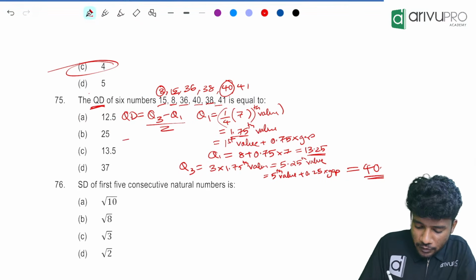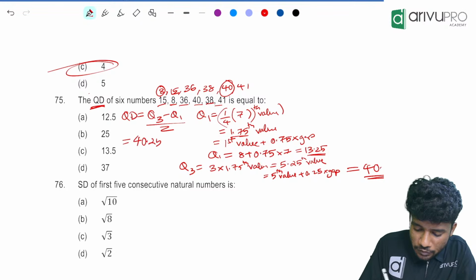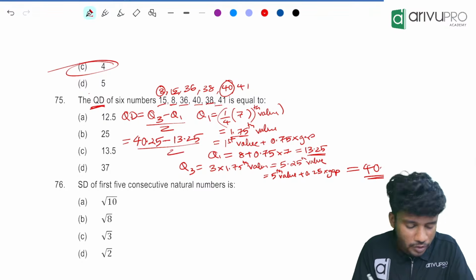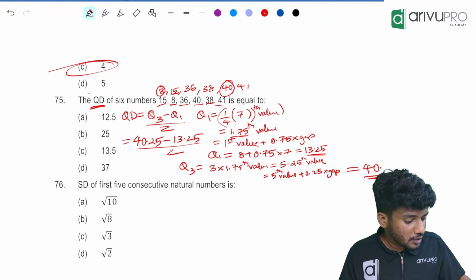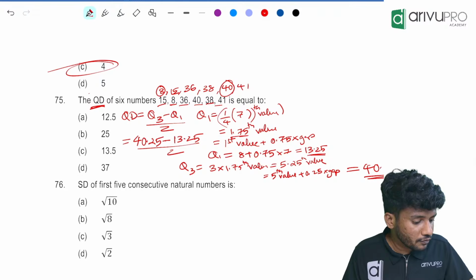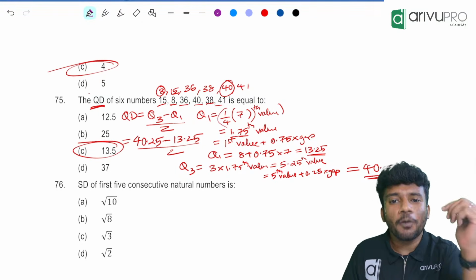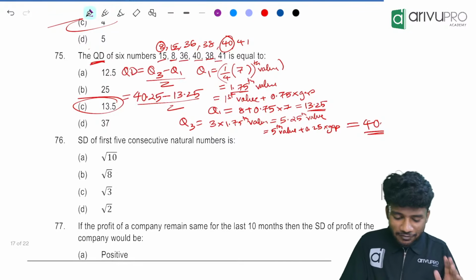So, people, put it over here. 40.25 minus 13.25 divided by what? 2. So, take your calculator. 40.25 minus 13.25 divided by 2. The answer is 13.5. Option C is your answer. I hope that you got it. Right answer, Harini. Well and good.